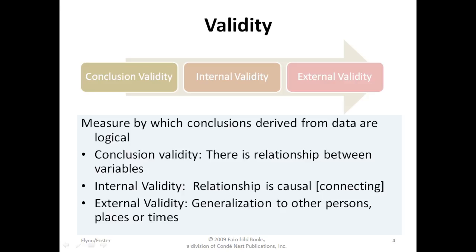And internal validity is causal, so it's connecting the relationships. So you'd say this caused that. An example would be cold weather caused an increase of sales of winter clothing. So cause and effect. Cold weather caused increased sales of winter clothing. Or the extended hot summer increased the sales of summer clothes. So internal validity is a causal relationship.